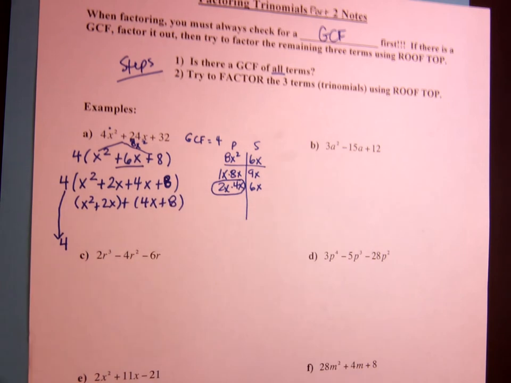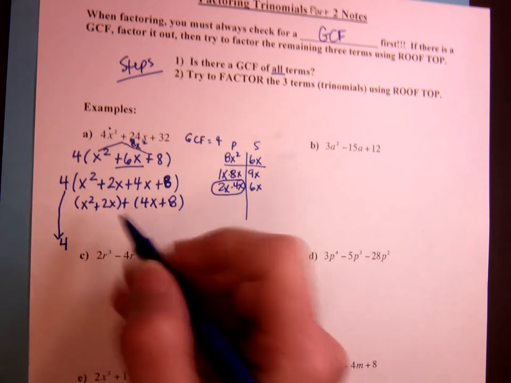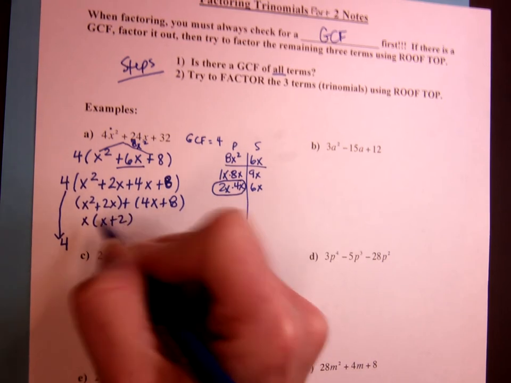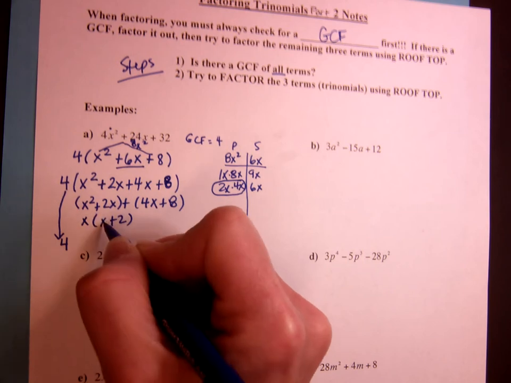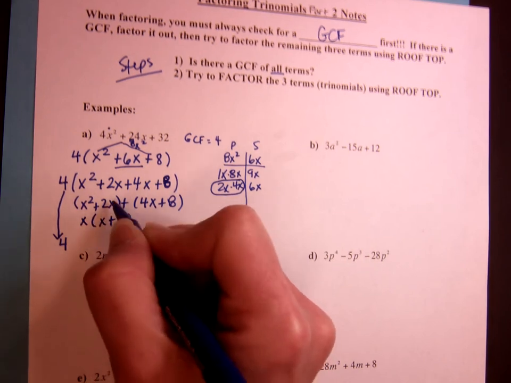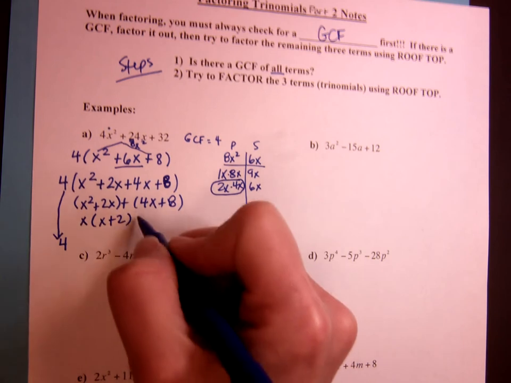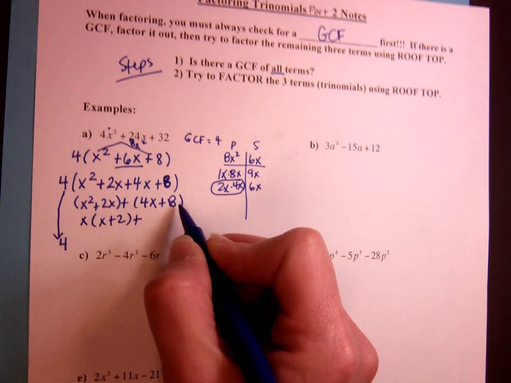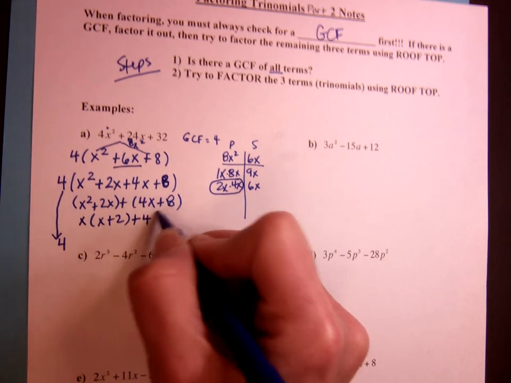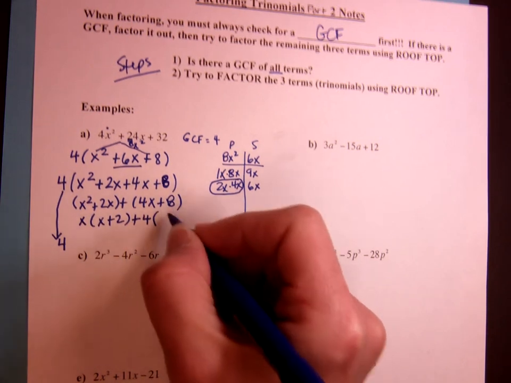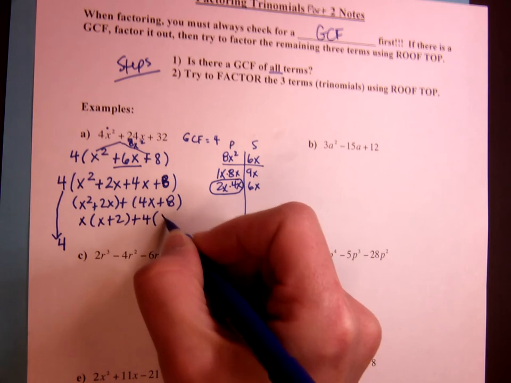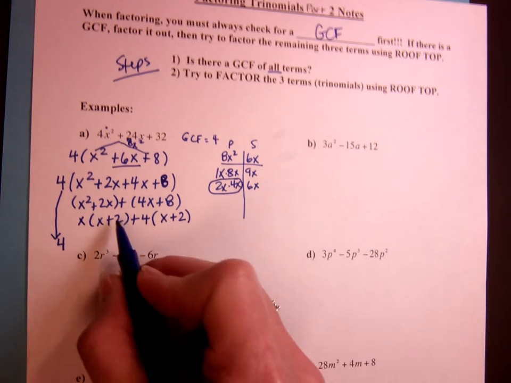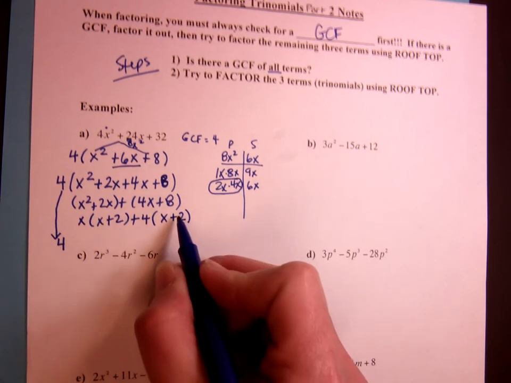This part, again, is no different than what we did yesterday. So we're going to pull out an x. That would be x times x plus 2, because x times what will give you x squared? That will be x. X times what will give you 2x? That will be 2. Now we'll look at the other 2 terms. Greatest common factor is not 2. It's actually 4. They can both be divided by 4 evenly. So 4 times what gives you 4x? That would be x. And 4 times what gives you 8? That would be 2.